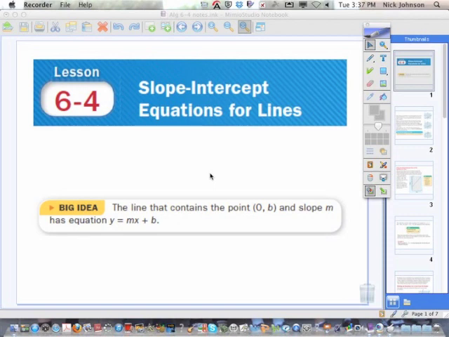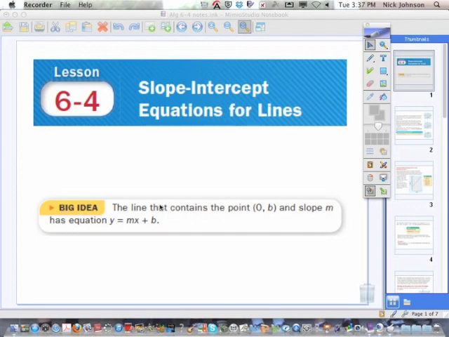All right, today we're going to talk about lesson 6-4, slope-intercept equations for lines. Two things that you need to have to do slope-intercept form of a line for the equation. You have to know slope, and then the intercept that we have to know is the y-intercept. You find the y-intercept when x equals 0.